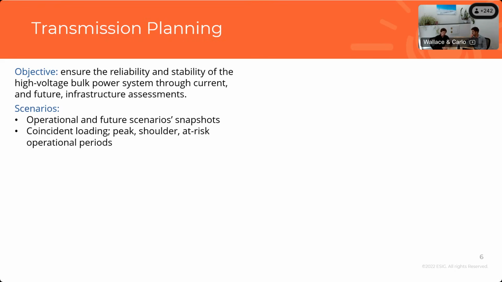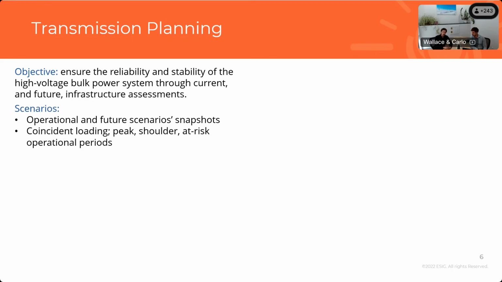They might be representing nearer term operational scenarios, or perhaps future 5-10 years out, based on the resource development plans that the generation planners have come up with. And we'll use those to then apply a variety of different types of modeling efforts. Generally, we're looking at coincident loading across our bulk system. A lot of that has to do with the changes in the way that system is loaded.